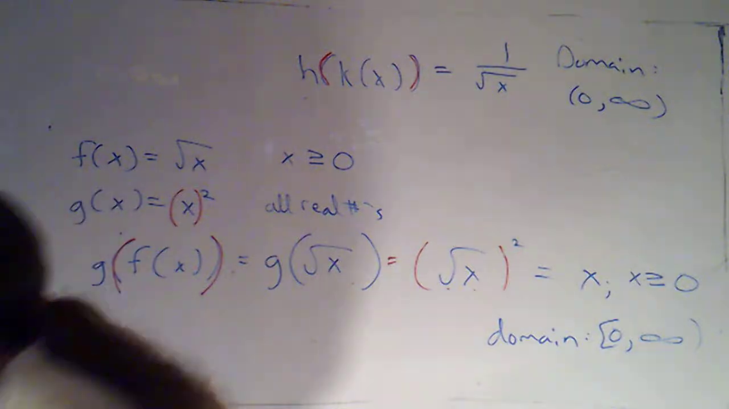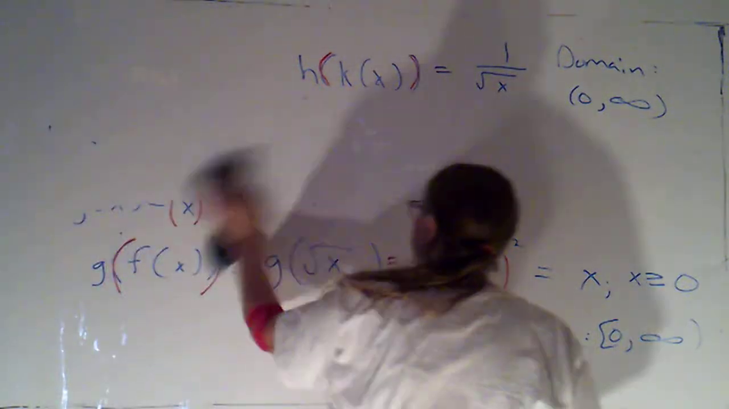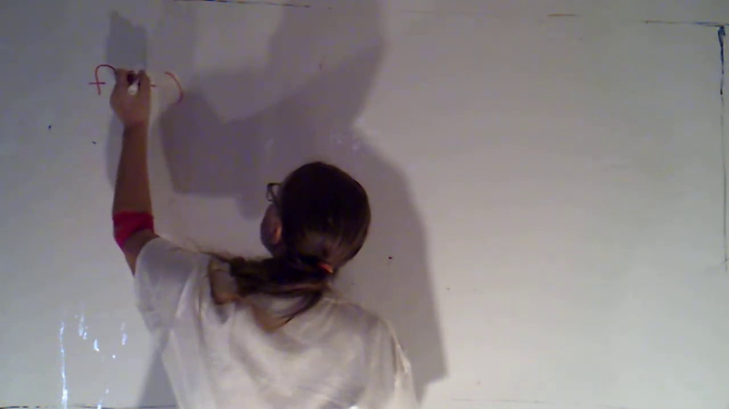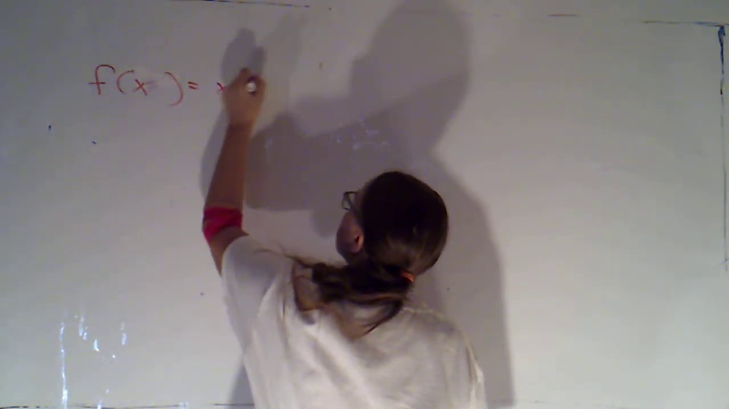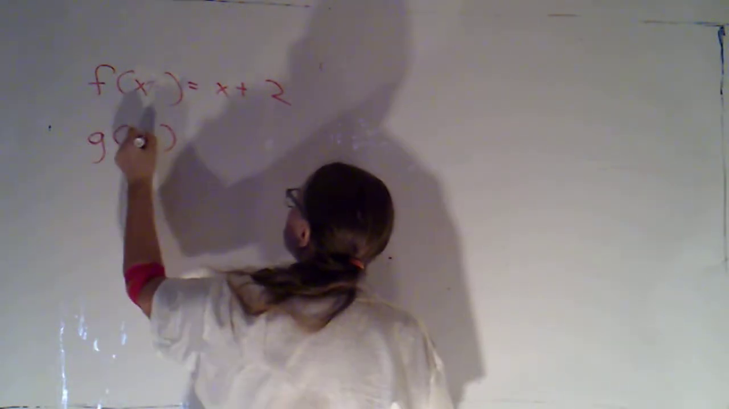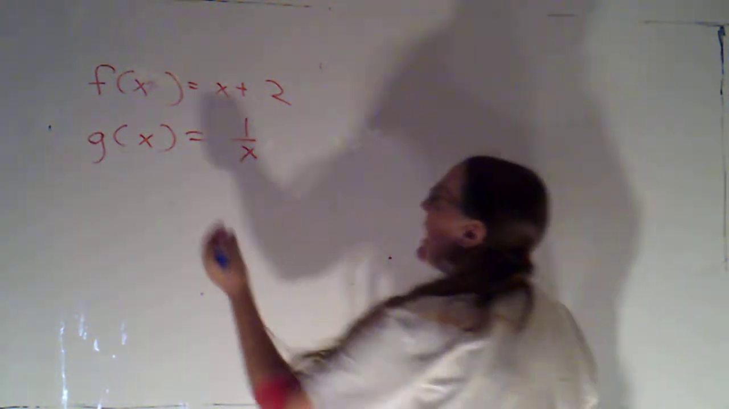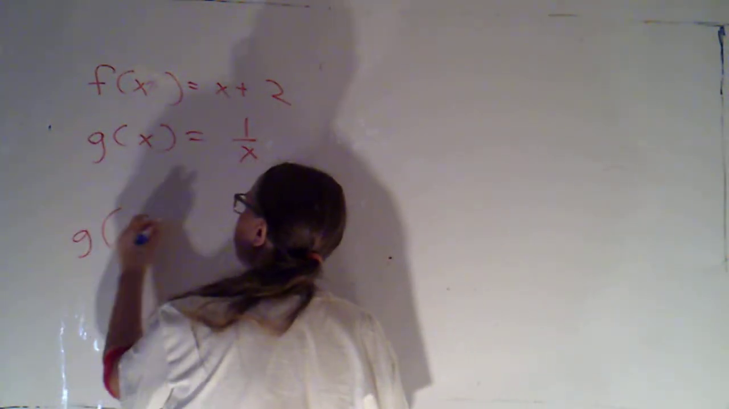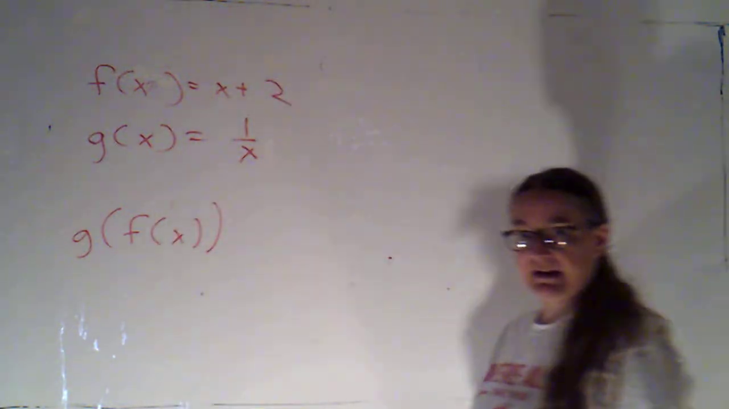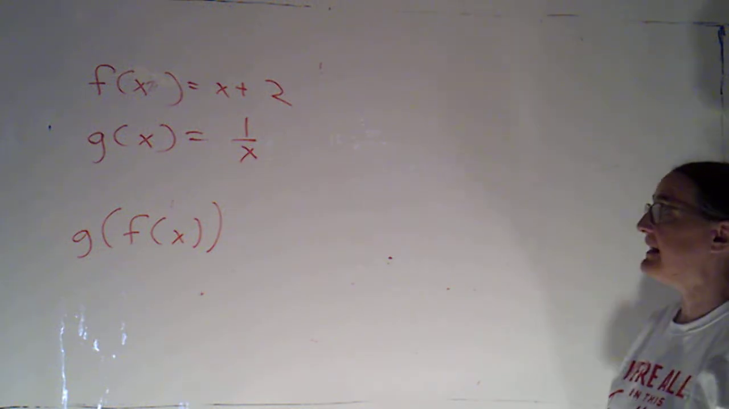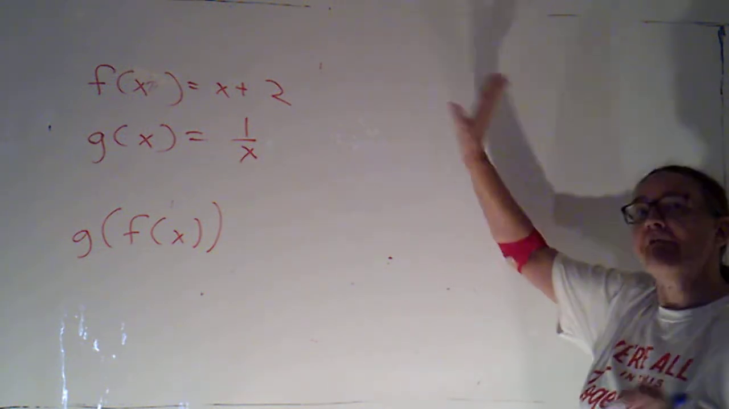Okay. All right, let's just try one more of these. Let's let f of x equal x plus 2 and g of x equal 1 over x. And let's take a look at g of f of x. Let's find a formula for it, and let's find its domain. I'm going to actually find the domain first.